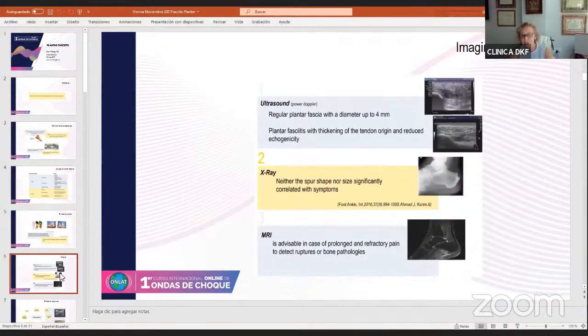For the diagnosis, we have ultrasound, the thickening of the plantar fascia up to 4 millimeters, and areas of hypoechogenicity give us the diagnosis. We should be very careful with the heel spurs because they have no relationship with the symptoms of the patient, and we should advise our patient of this matter. And as Cristina D'Agostino told us, MRI should always be advisable in case of refractory pain, prolonged pain, so that we can detect other pathologies.